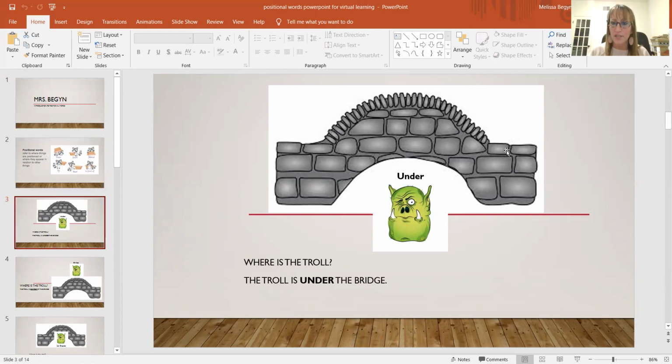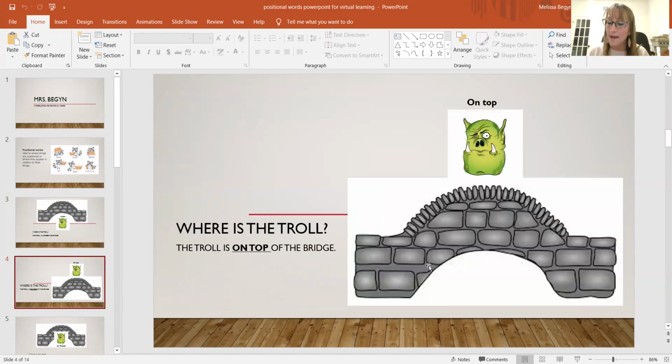Here we have our bridge, and here we have the troll. So where is the troll? What do you think? Very good. The troll is under the bridge. Under is our first positional word that we are learning. The troll is under the bridge. Very good. Let's move on to our next one.